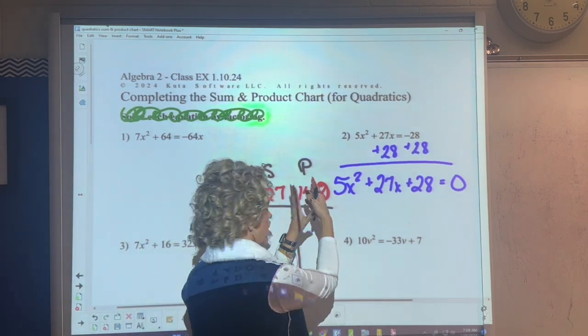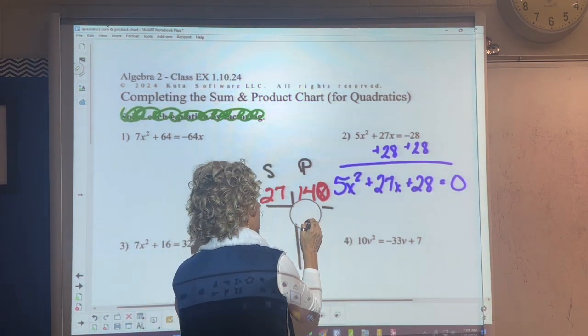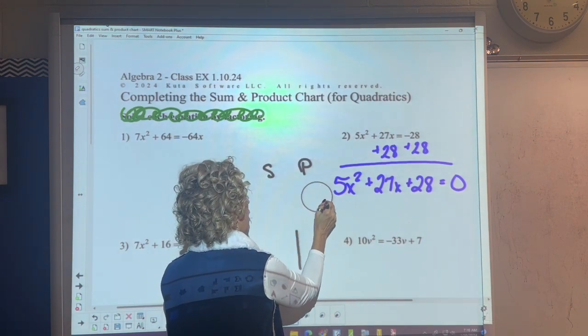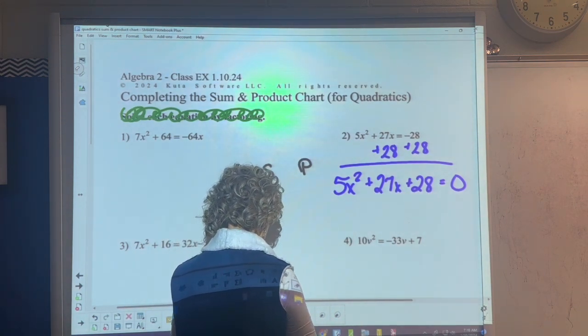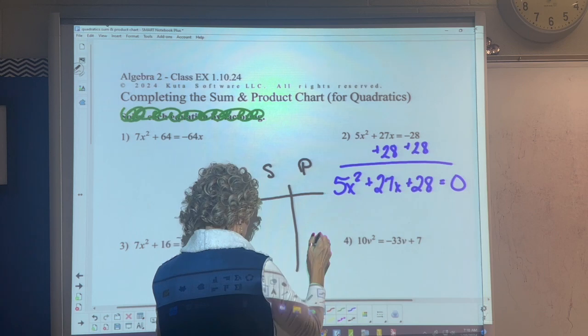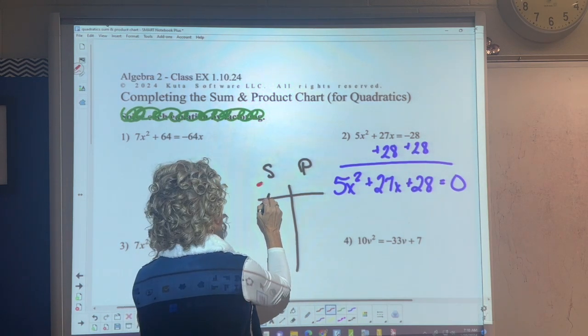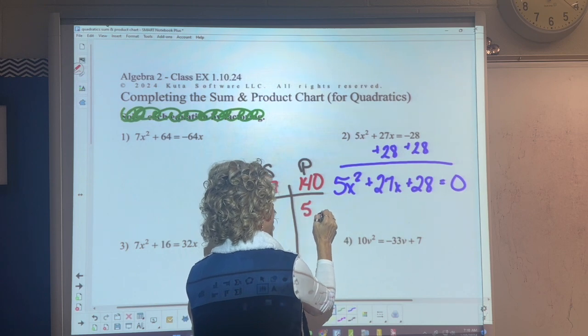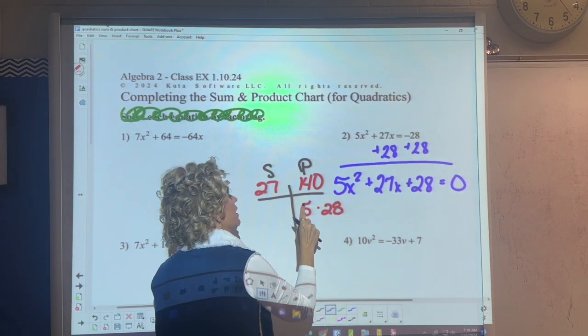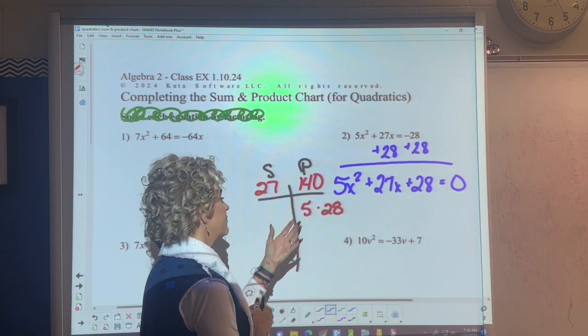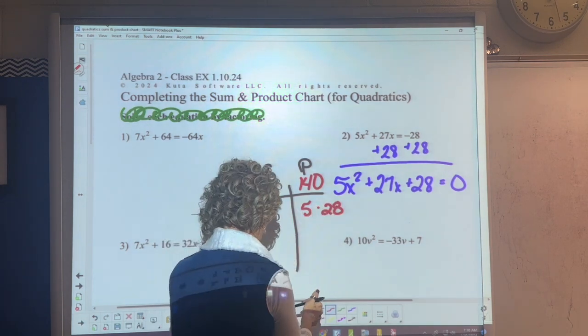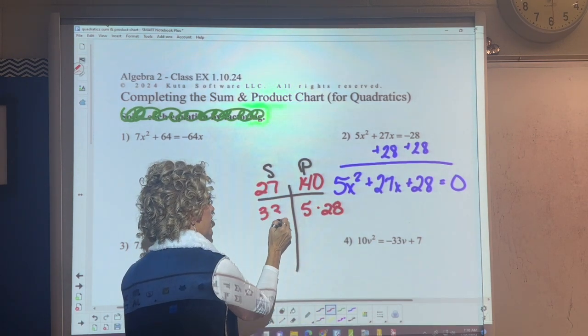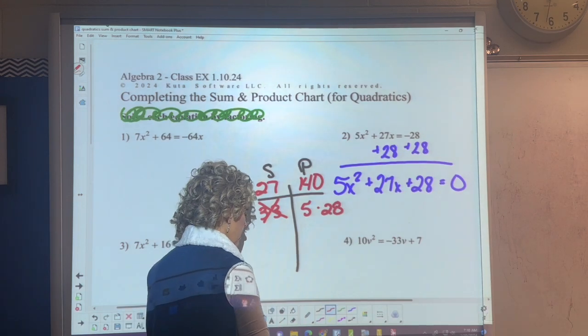On my products, I always start with what I multiplied together to get that product. This is 27 and that's 140. So I multiplied 5 times 28. If I add that together, that's going to be 33, and that doesn't work. So I'm not going to do that.